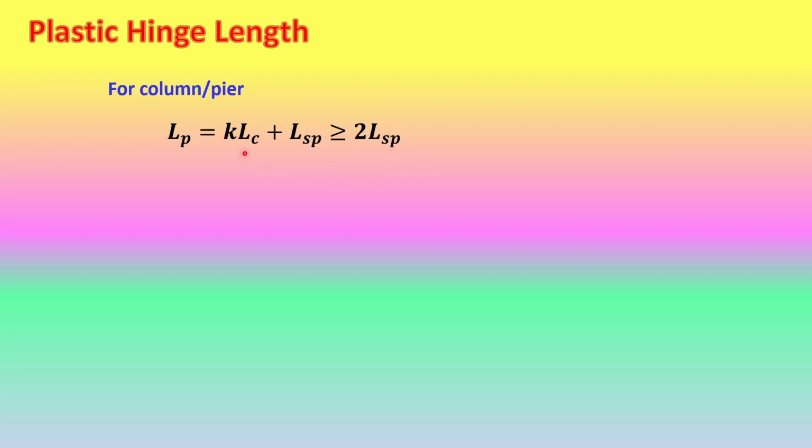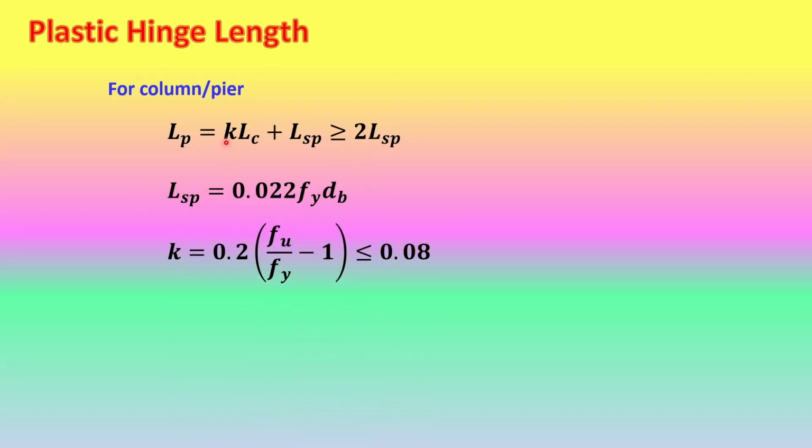So LC, etc., we are discussing here. LSP equals 0.022 Fy dB. Fy is the yield strength of the steel, and dB is the diameter of the bar. So Fy is the yield strength of the bar material, and dB is the diameter of the bar in millimeter. So this unit is coming in millimeter unit.